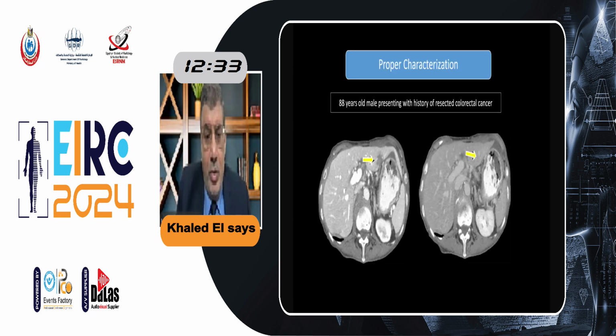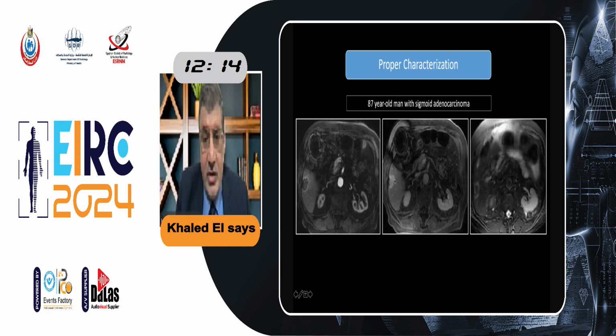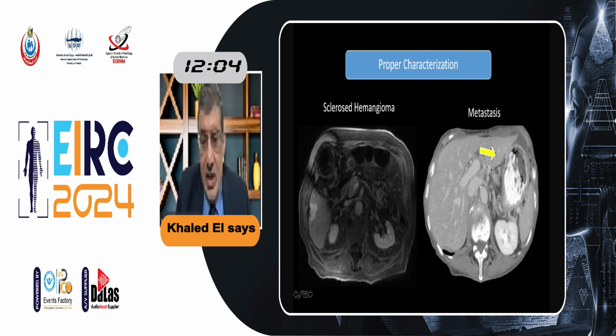Proper characterization also, this is a case that has been presented to us with colon cancer, and this has been mistaken for metastatic, for hemangioma, just because it fills in. But metastatic deposit can also fill in. What's the difference between this and that? This is also in patient with colon cancer, and this one was interpreted as metastatic deposit. The fact is that this is not metastasis. This is not hemangioma. It's metastasis, and this is not metastasis.